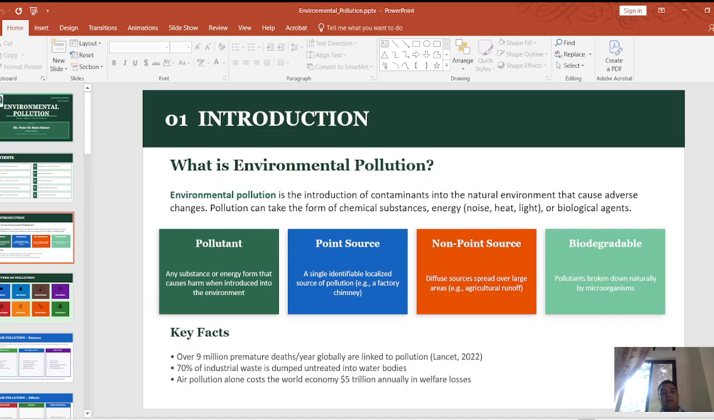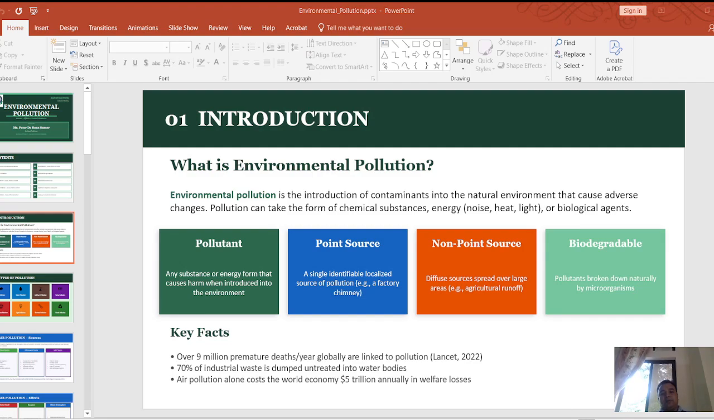Point source: a single identifiable localized source of pollution, for example, a factory chimney. Non-point source: diffuse sources, spread over large areas, for example, agricultural runoff. Biodegradable pollutants are broken down naturally by microorganisms.